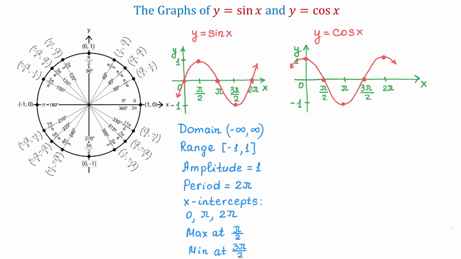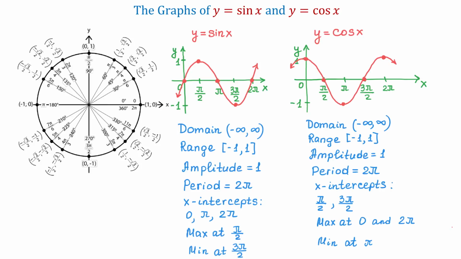Now let's see some characteristics of this function. Just like the sine function, the domain is negative infinity to positive infinity, the range is -1 to +1, and the amplitude is 1. Again, this 1 represents the maximum value of the function. The period of the function is 2 pi, and over this period, the function crosses the x-axis at pi over 2 and at 3 pi over 2. Over this period, we have a maximum value of 1 at 0 and at 2 pi. And at pi, we have a minimum value of -1.